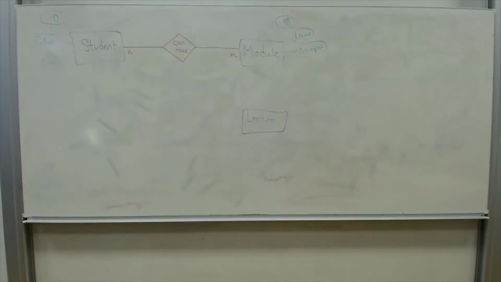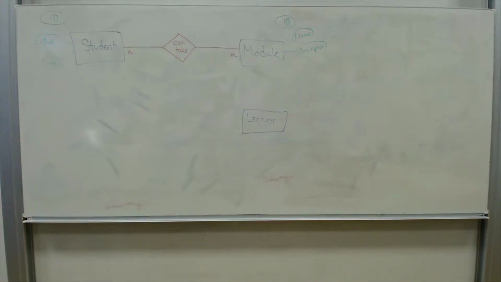But usually what is done is that it's left out of the entity relationship model, and you model it later on in the database. But of course, if you know it in advance, this would be the right place to model it. So if you know it can only be a certain number, say we have a maximum of 30 students per module, then we could put that in here.